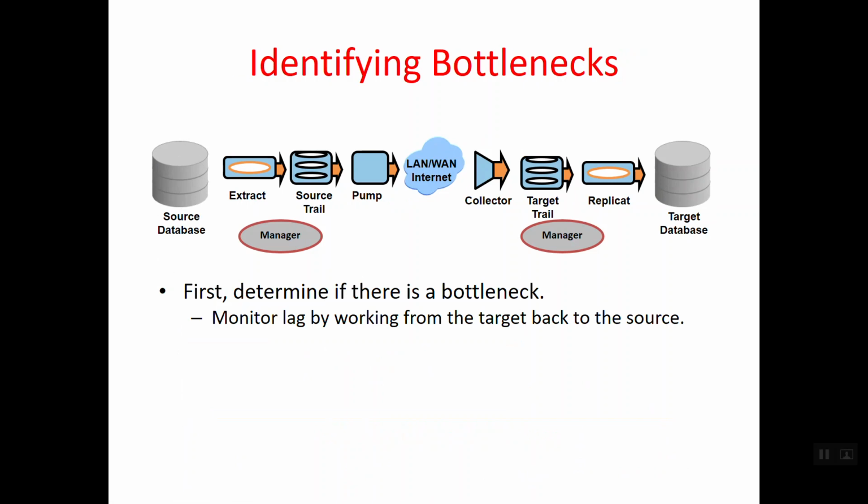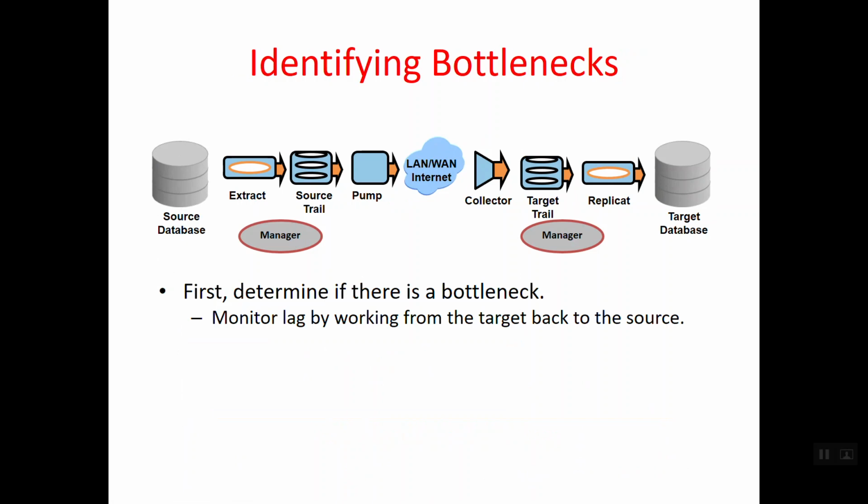Okay. So assume the replicate lag is 1 hour, pump lag is 1 hour, and extract lag is 0. So then where is the problem? The problem is only with the pump.